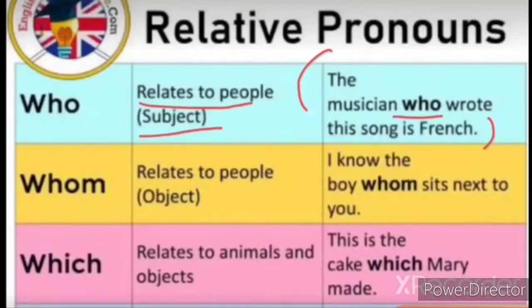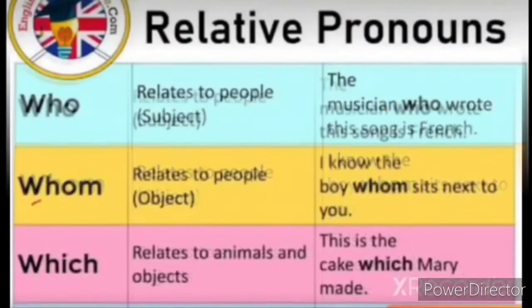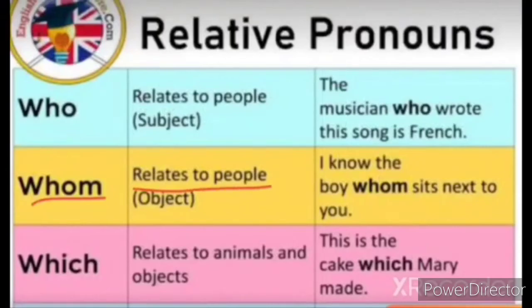So, which is the main clause here? The musician is the main clause. Who wrote this song is French is the relative clause. So, who is the relative pronoun that connects the relative clause and the main clause in this sentence, and which relates to people here. Whom. So, it relates to people also here. Whom also relates to people, but it operates as an object.